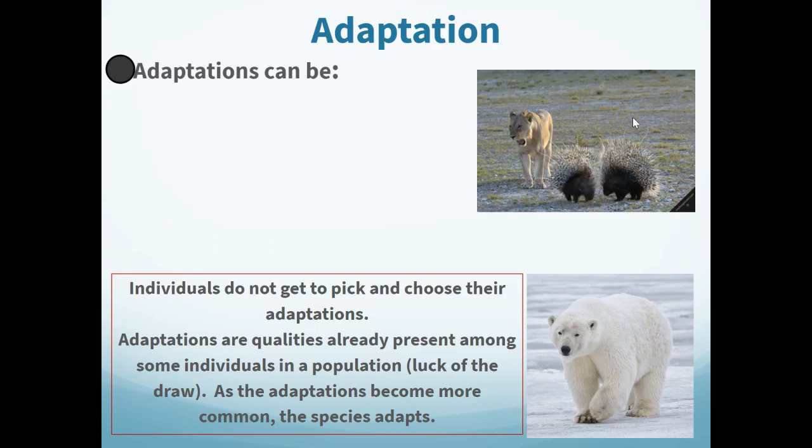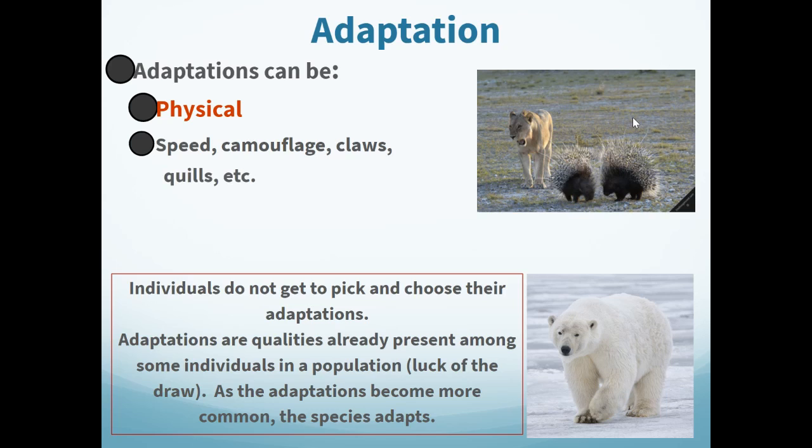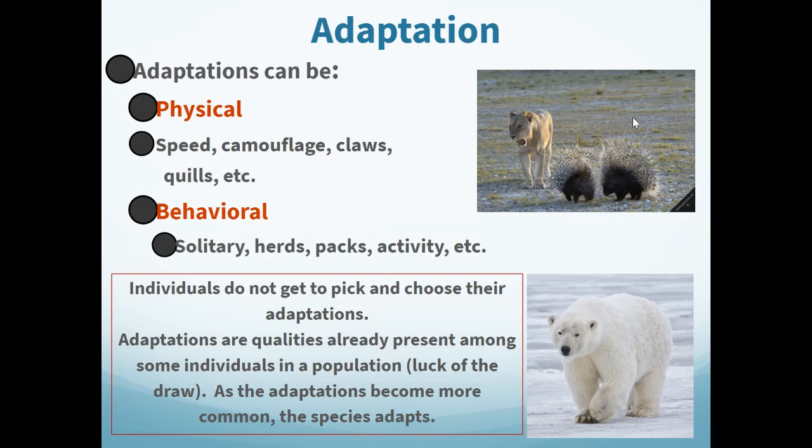We can see some examples of adaptations can be physical, like the organism's speed, maybe their camouflage, which we talked a little about in our peppered moth examples, claws, quills. Could be behavioral, maybe they remain solitary, they feed in packs or herds. But remember, individuals do not get to pick and choose their adaptations. These are simply qualities that are already present among some of the individuals in the population, typically by their genetics. And as those adaptations become more common, the species continues to adapt.